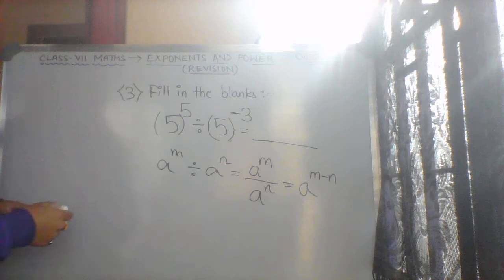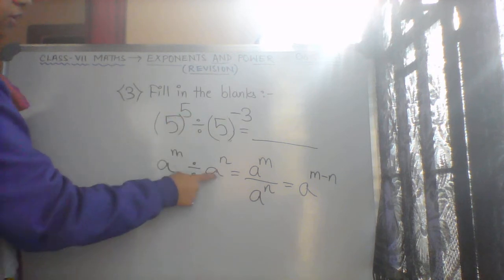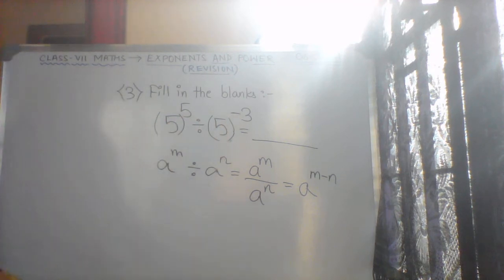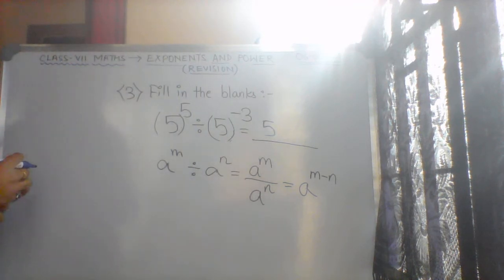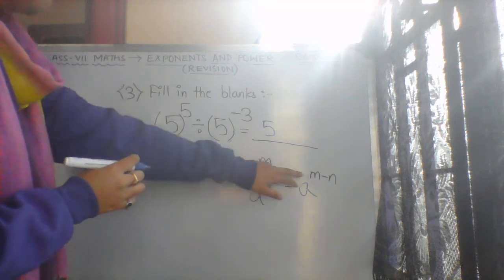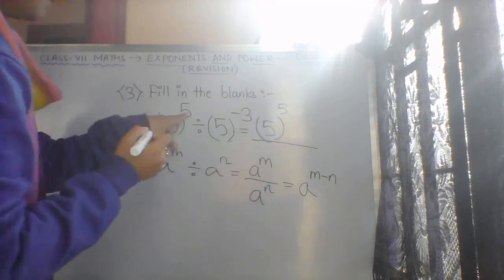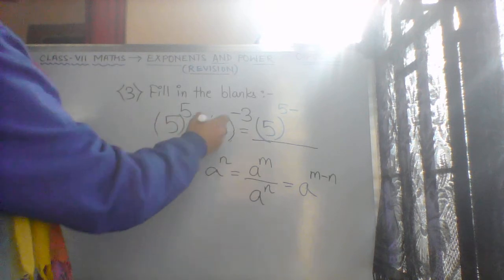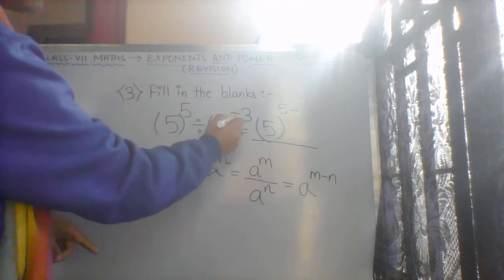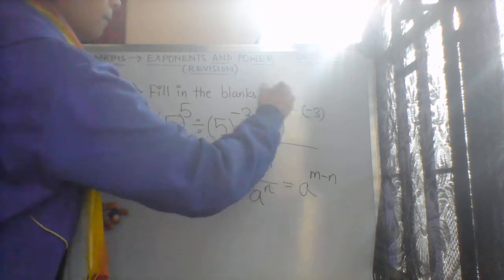So here also it is looking like the same thing. Here a means what? 5. m is 5. n is minus 3. So here also we will do the same thing. Our a is 5. Now m minus n. m is 5 over here. Minus, what is our n now? n is this total thing. What is there in our power? Minus 3. That minus 3 you have to keep in brackets.